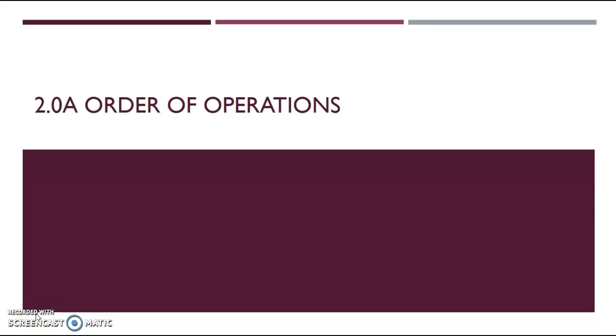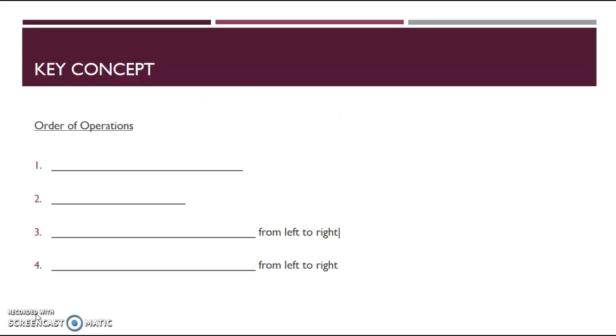All right, so in Chapter 2, we're going to start off with a few review sections. Our first one's going to be about order of operations. We're going to talk first about what our order of operations is. The reason we have order of operations is so that everyone gets the same answer, because we're all doing it in the same order.